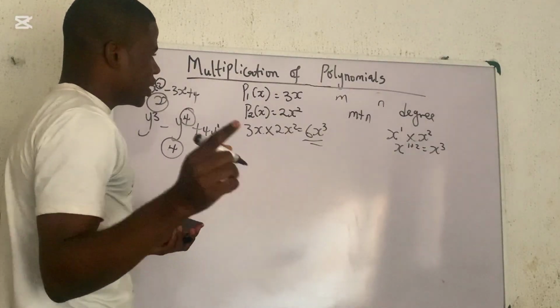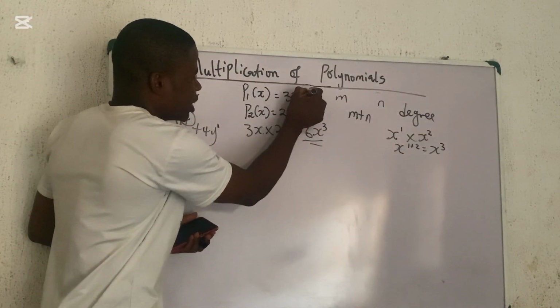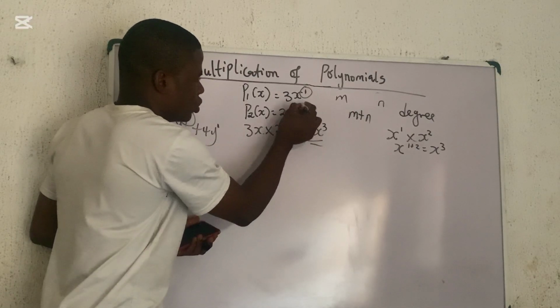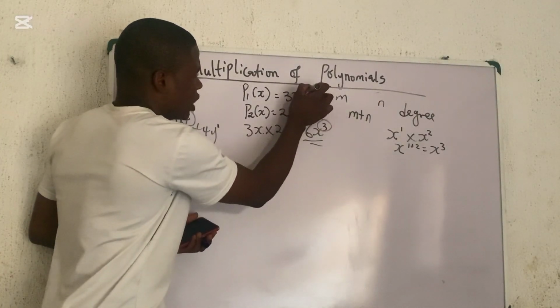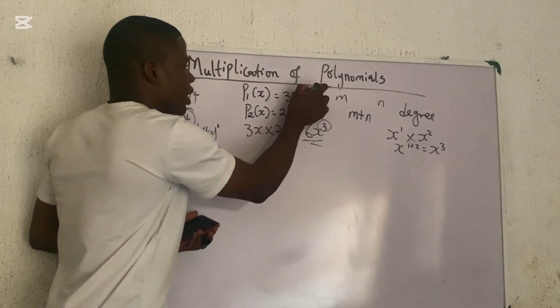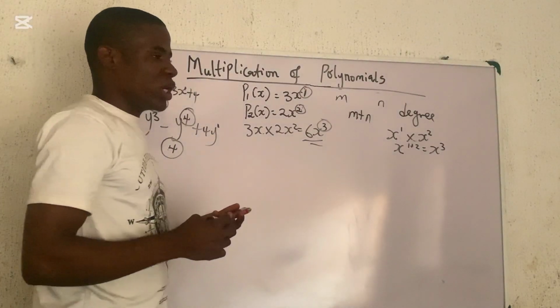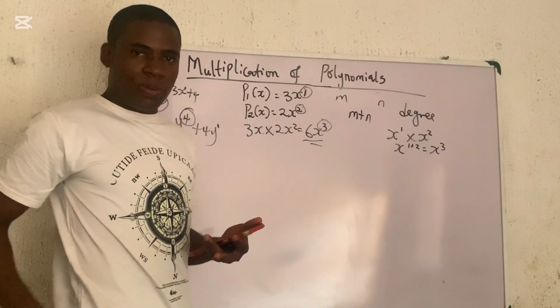Now, can you see that the first polynomial I gave, its degree is what? The highest power of x here is 1, right? And the highest power of x here is 2. Now, my answer, the degree is 3. Can you see what they actually did? The degree of my answer is just 1 plus 2. Hope you understand. What is actually working there is addition law of indices. I hope it makes sense.